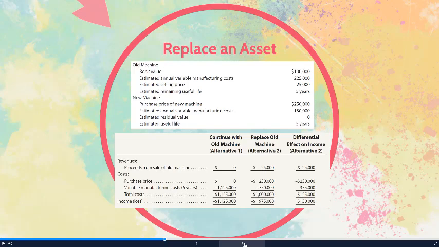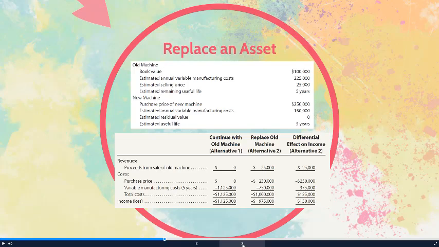Alternatively, if we replace this machine, we'll get some cash flow from the sale of the old machine, but we have to purchase a new machine, and that purchase price is $250,000. Over the next 5 years, it would cost us $750,000 to operate this machine, giving us a total cost of $975,000 if we did decide to replace this machine. I want you to note that book value, along with any initial cost and accumulated depreciation of our old machine is not a relevant cost and should not be considered.